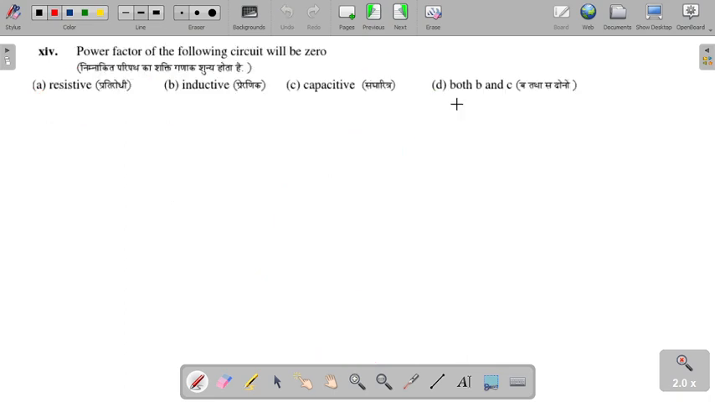Power factor of the following circuit will be zero: resistive, inductive, capacitive, both B and C. We know in case of resistive circuit, phi equal to 0 degree. So we say cos phi equal to 1. तो पावर फैक्टर यहाँ जीरो नहीं हुआ.